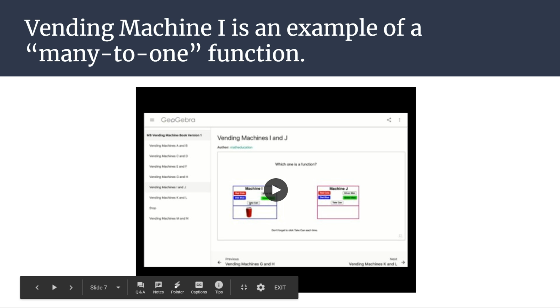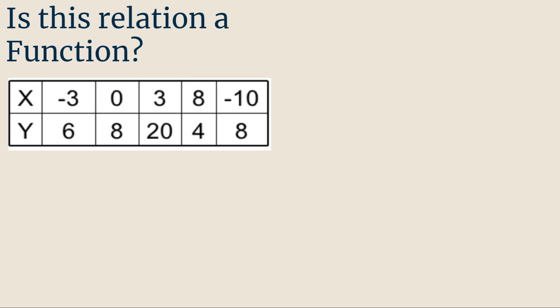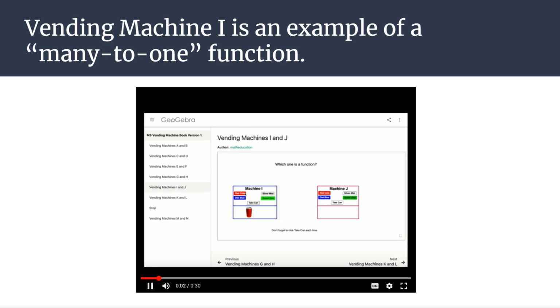Alright, here's an example to show you what many to one looks like. Oops, go back. I want to press play, not go to the next slide. Here we go. So we press the red cola button. Seems to be giving us red cola. Press the silver mist one. Seems to be giving us the silver can every time. So that's one to one. If I press the diet blue, just because it doesn't give me the blue soda doesn't mean it's not a function. It's still just giving me one thing. It was that silver can.